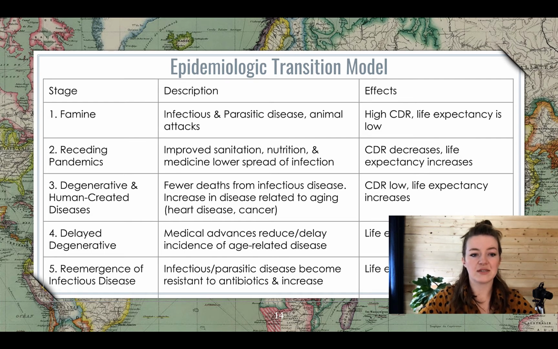So it's similar to, but not quite the same as. But in stage 1, this is the stage of famine. People are having infectious and parasitic diseases, they die from animal attacks, and essentially our effects are that we have a very high CDR and life expectancy is very low. People tend to die very, very young.